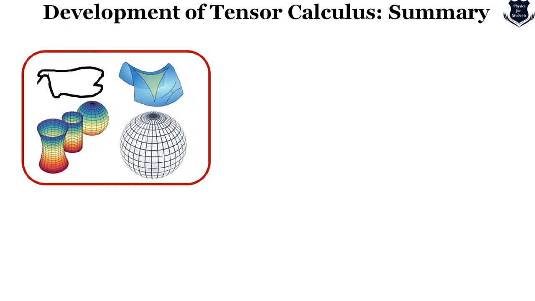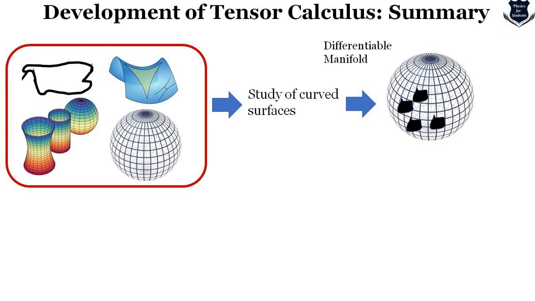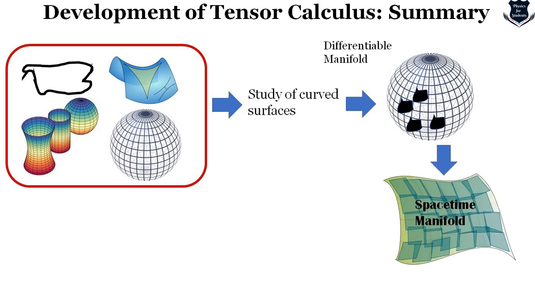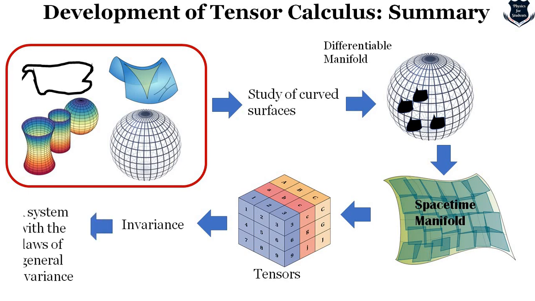Now, what we see is that this type of curved surfaces requires the study of curved surfaces. And why do we need that? Because we need to have a kind of differential manifold. This is just a sequence which will make things further clear. This differential manifold is required because we need to model it as a space-time manifold. This space-time manifold follows certain rules of tensors, and tensors are invariant under the change of coordinates, which leads to a system where the laws of general covariance, which is a basic postulate of general relativity, are being followed.